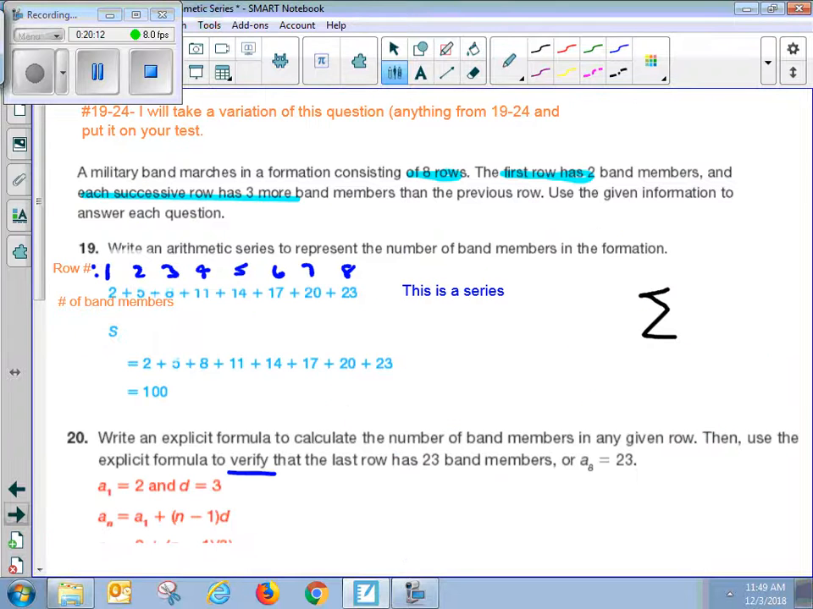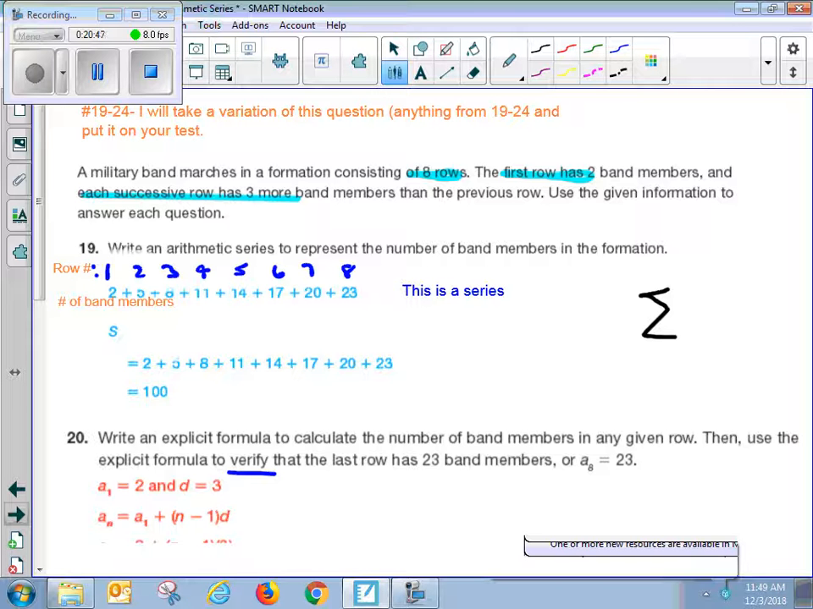Okay, last part. Now, up there I wrote you a note. On 19 through 24, I'm going to take a variation of this question, anything from 19 to 24, and put it on your test. So in addition to your study guide, pretty much anything from this lesson 6.2 could also be there. There was no reason for me to retype these marching band problems. I am telling you up front that I could choose anything from here and put it on your test. Okay? So be good at that.